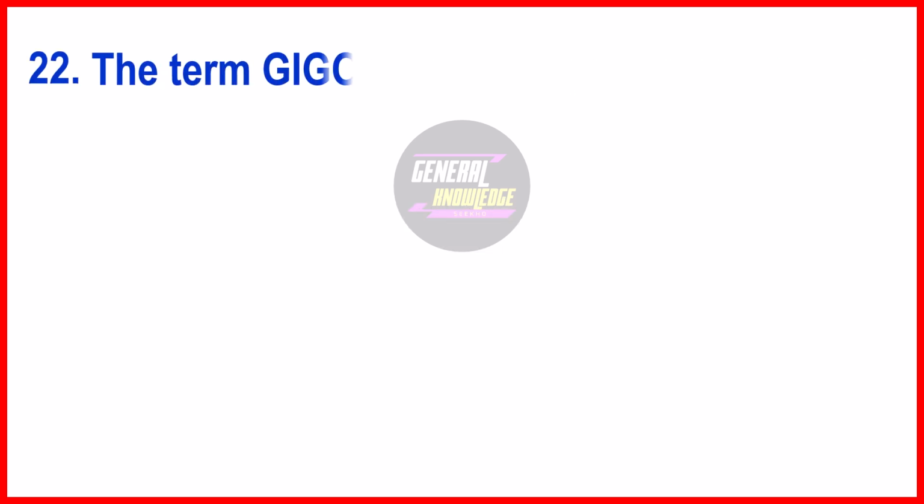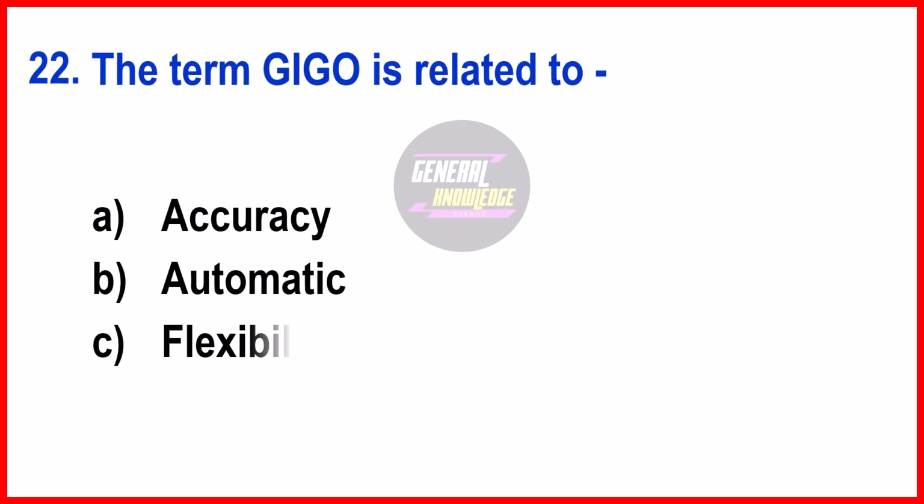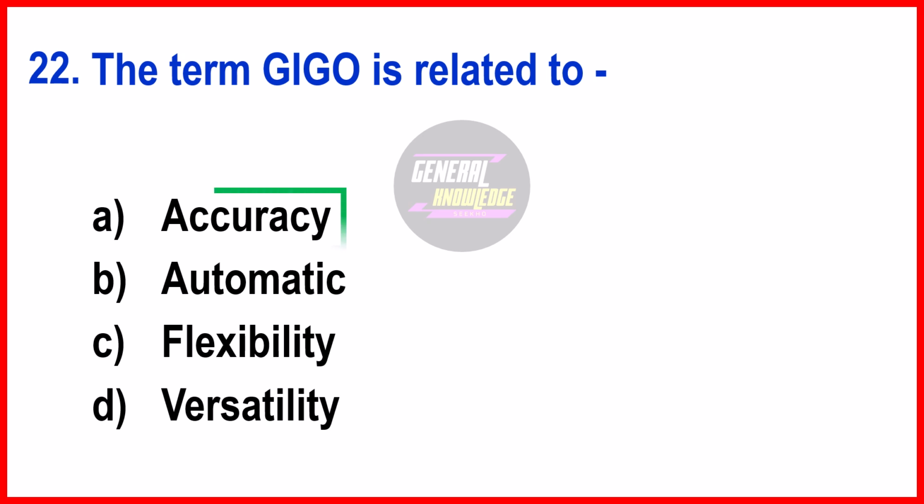The term GIGO is related to. The right answer is option A, accuracy. The term GIGO, garbage in, garbage out, is directly related to accuracy, as it highlights that the quality of output from a system is directly dependent on the quality of its input. If the input data is flawed or inaccurate, the resulting output will also be flawed or inaccurate regardless of how well the system functions.